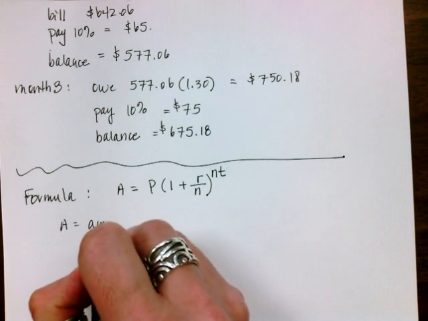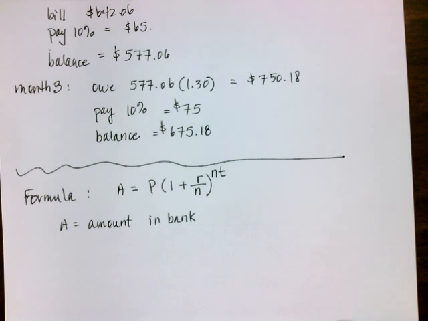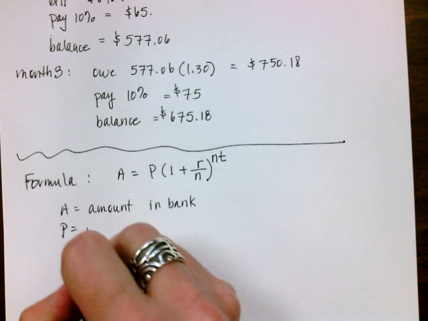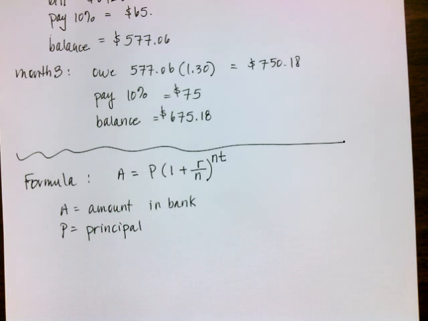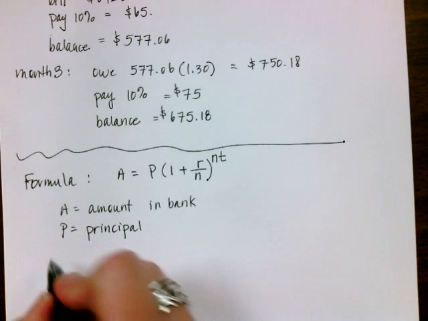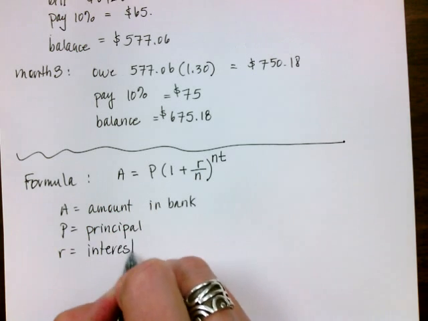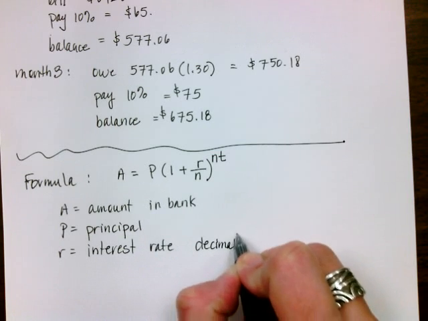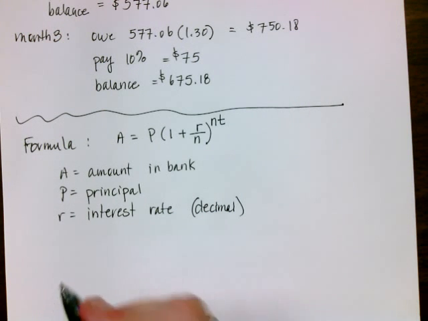A is the amount, either in the bank, in your wallet, whatever. I just tend to think of it as in the bank, or how much you owe. P is always your principal, and that is what you pay for the item, or if you're making an investment. R is your interest rate, and our interest rates are always used in decimal form. So remember, I divide by 100, so I move the decimal place 2 spots to the left.